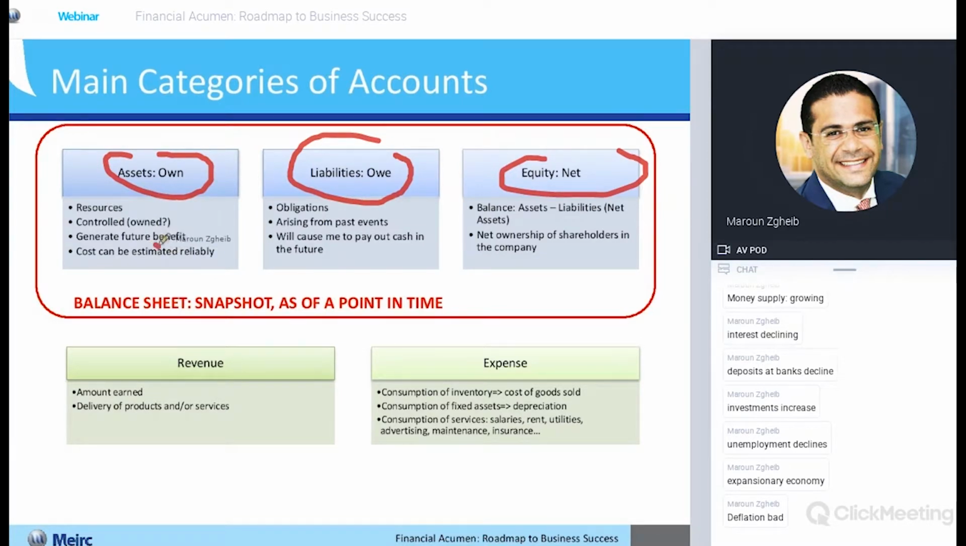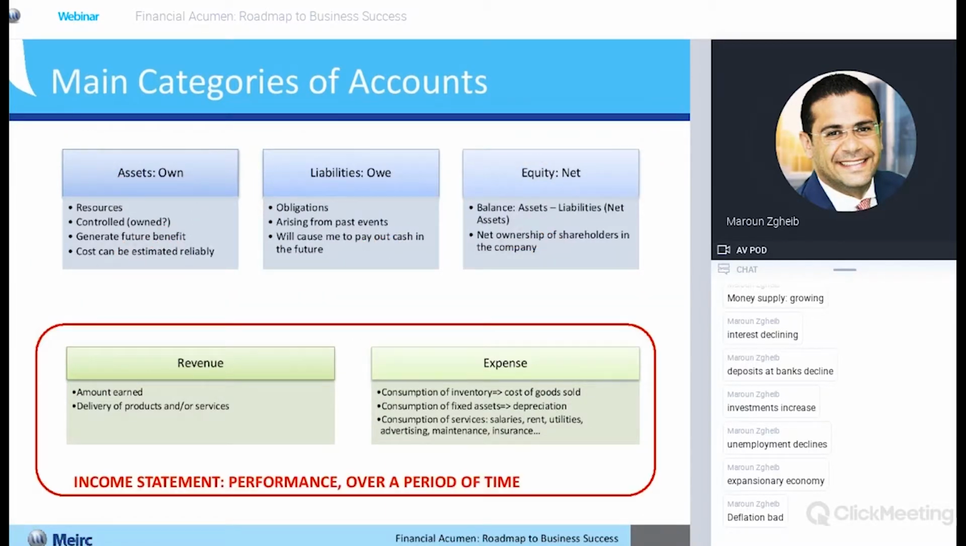I usually say assets are what you own, liabilities are what you owe, and equity is what remains to the owners. So it's the OOO. It's the triple O effect. What you own minus what you owe is equal to what remains to the pocket of the owners, and you always want the owners to be happy and smiling. So the balance sheet shows us what we have at a point in time. We can analyze it.